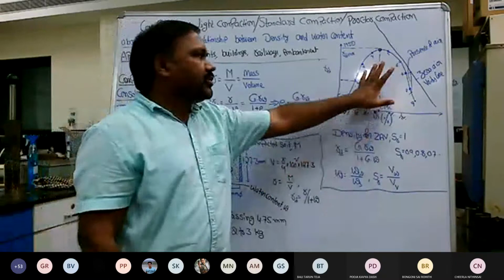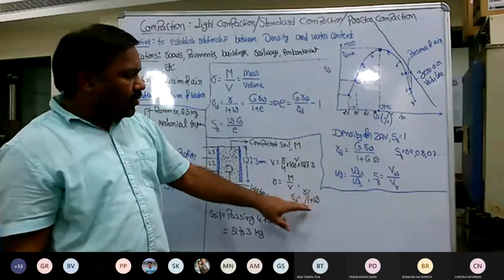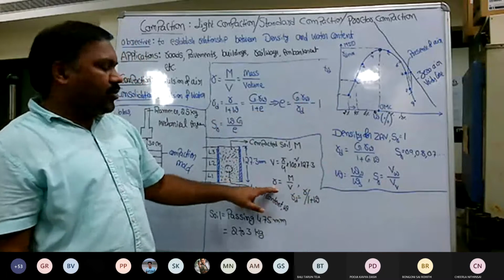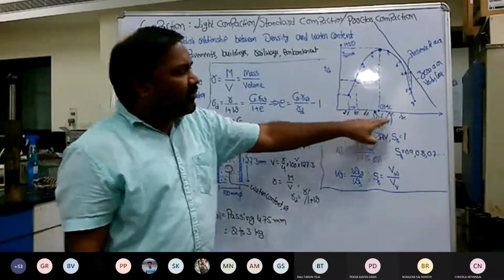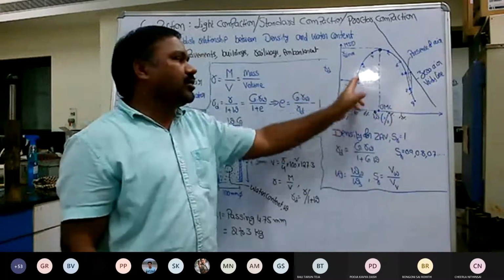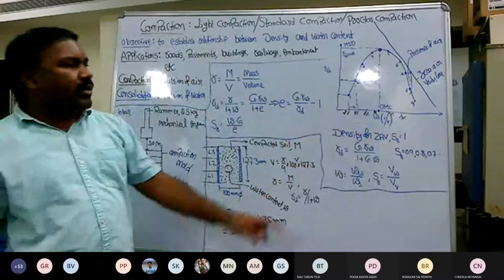Alright, so now I have demonstrated how to compute the gamma D, how to compute the water content, and how to compute the bulk density. So if you repeat the same procedure for different water contents and plot, you will get the compaction curve something like this.